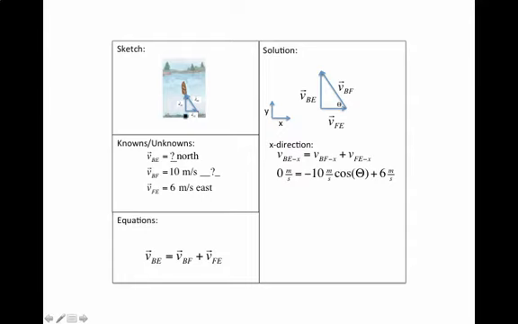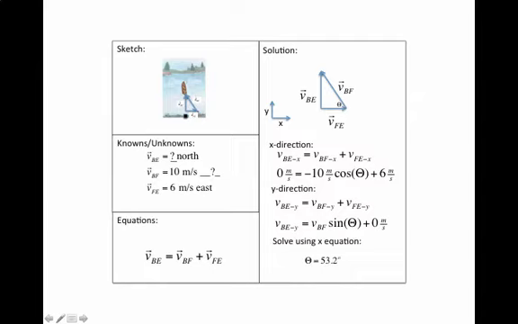If I do the same in the y direction, we don't know how big this y component is. We know that the y component of this piece is the sine of the angle times the hypotenuse, and the y component of this piece is 0. Now if I look at my two equations, this one right here has only one unknown. We don't know what theta is. So we can use this and solve for theta, and I get that it's 53.2 degrees.